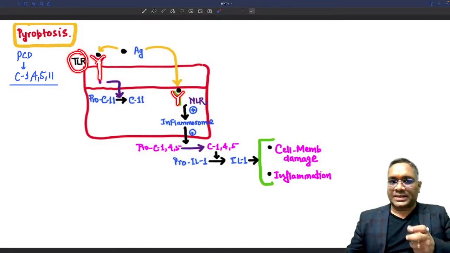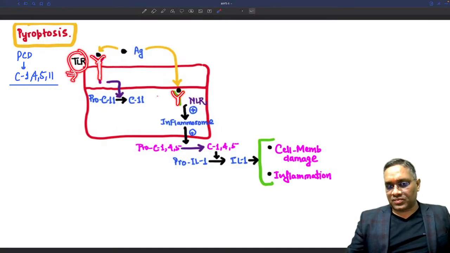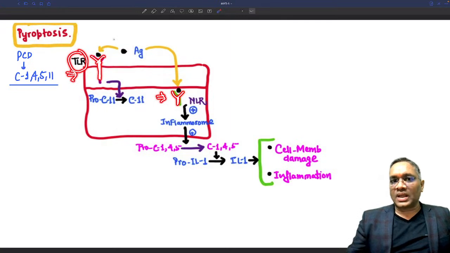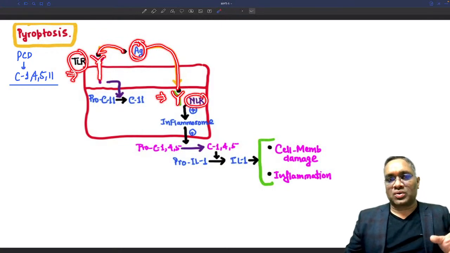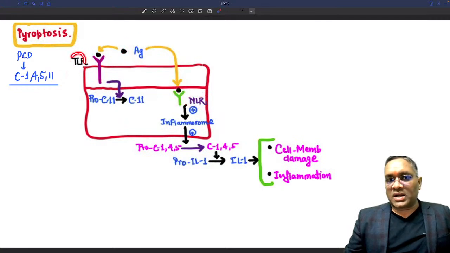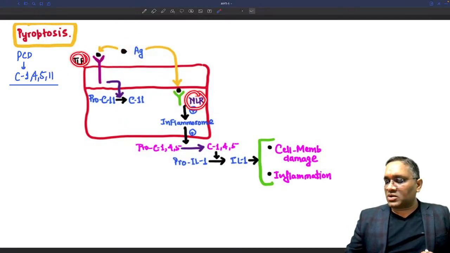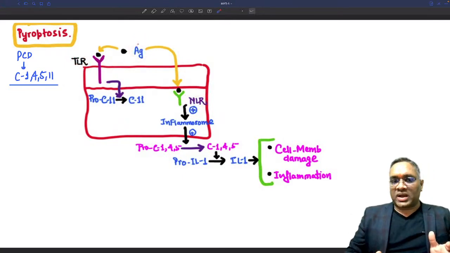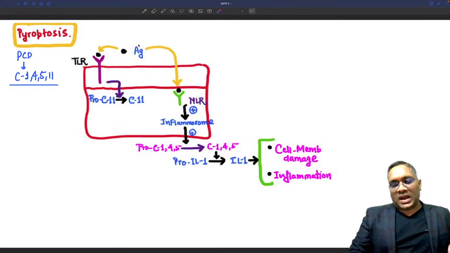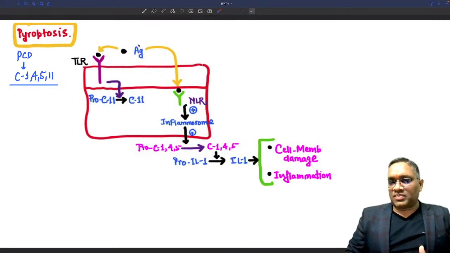So I am showing you two receptors, one on the surface of the cell, one inside the cytoplasm, and the antigen is coming, right? This antigen will either come to the surface via toll-like receptor, or come into the cytoplasm and be taken up by nod-like receptor. So there are two receptors I am showing you right now. Understood? One on the membrane, toll-like receptor, one in the cytoplasm, nod-like receptor. Antigen can combine with both of them. So there are two mechanisms. It can come to the membrane, and it can come directly to the cytoplasm also.